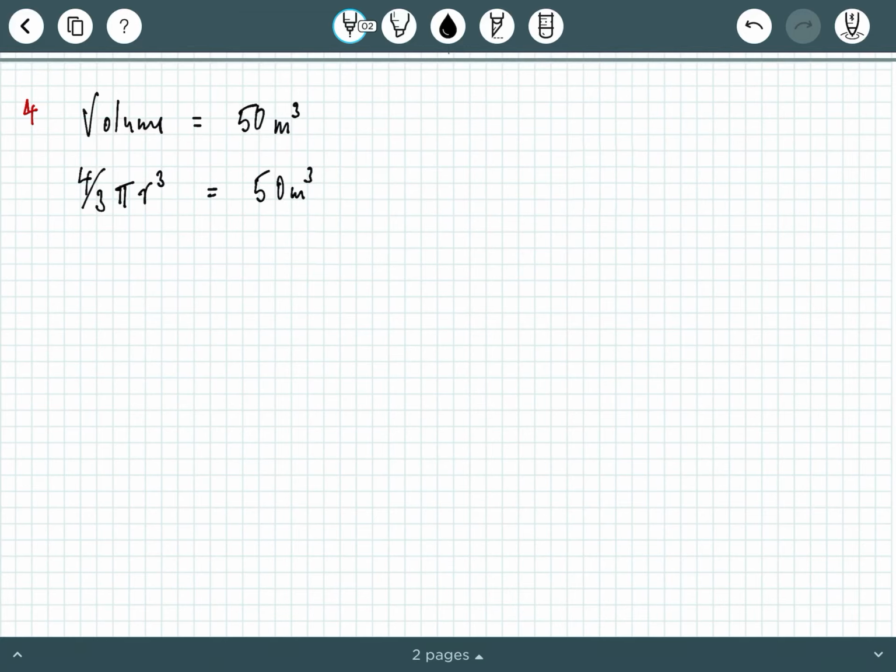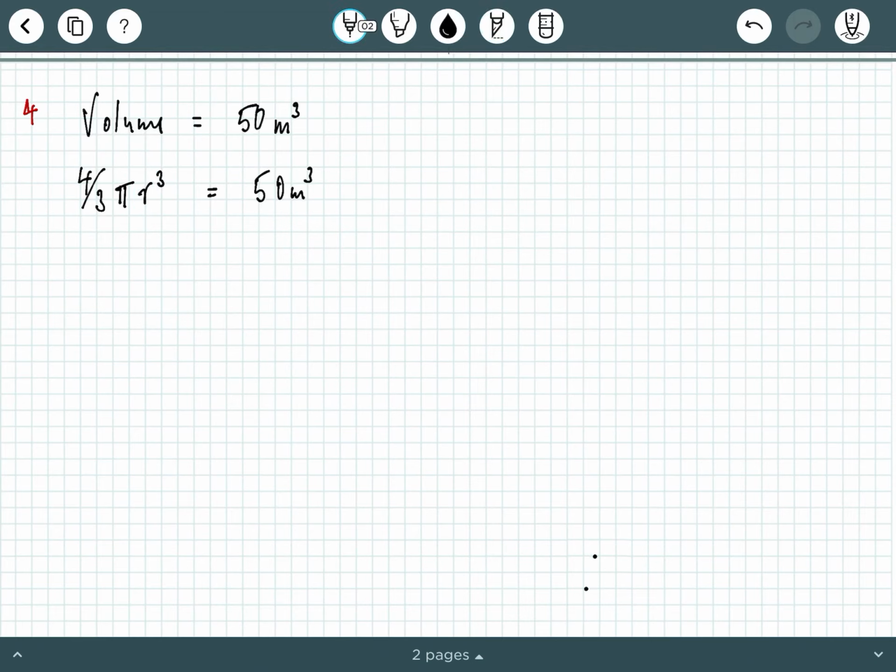Now they want me to find the diameter. Well, what is related to the diameter in this question here? Okay, it is of course the radius, because twice the radius will give you your diameter. So if we isolate r again, work out what r is, and double it, we'll have the diameter. So let's try and isolate r.